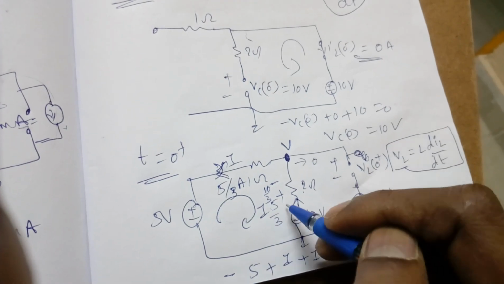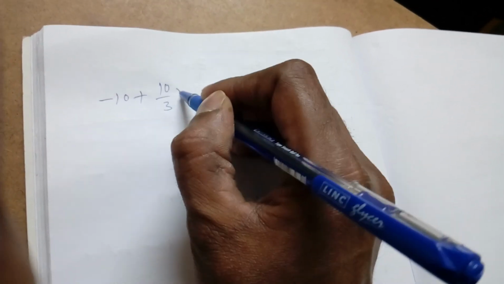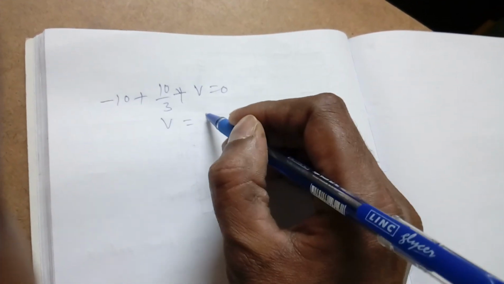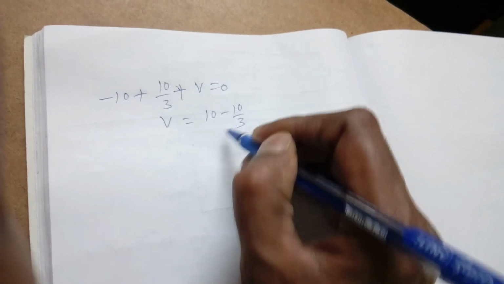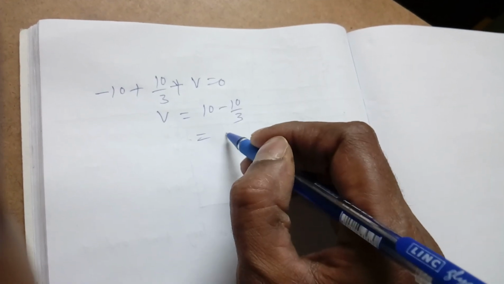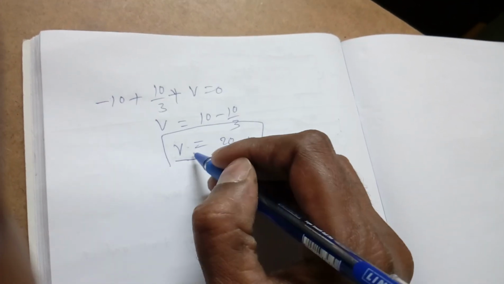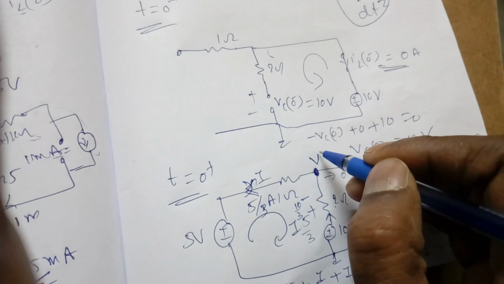Now minus 10 plus 10 by 3 plus V equal to 0. That is a KVL. So minus 10 plus 10 by 3 plus V equal to 0. What is V? 10 minus 10 by 3. So what is V? 30 minus 10, so 20 by 3 volts. That is V. We will assume it as V1 because both are the same. This is V1.